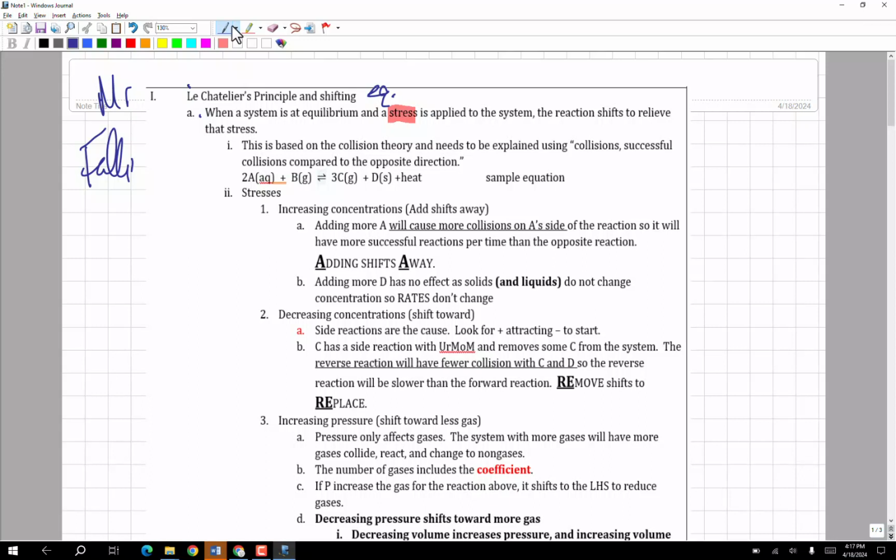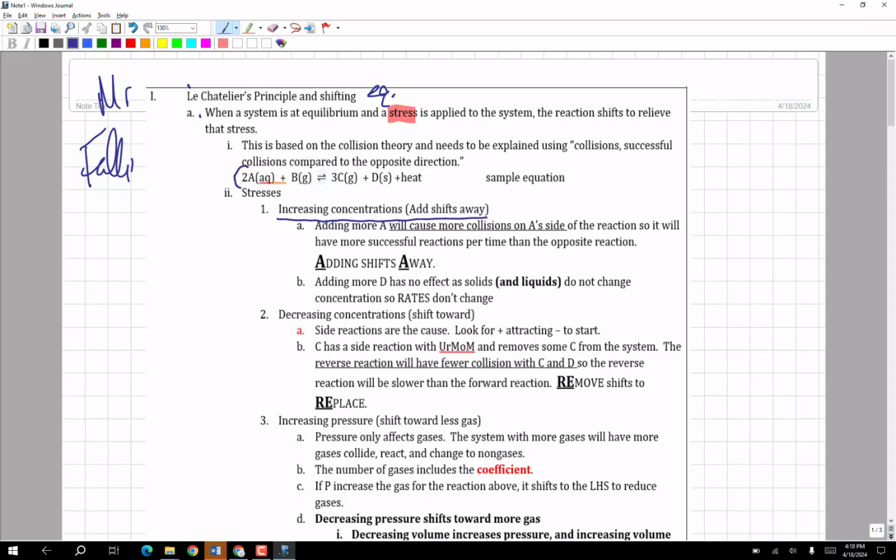This is based on the collision theory and needs to be explained using collisions, successful collisions compared to the opposite direction. So our stresses are going to be talking about collisions, successful collisions compared to the opposite direction. So stresses. I can increase a concentration.